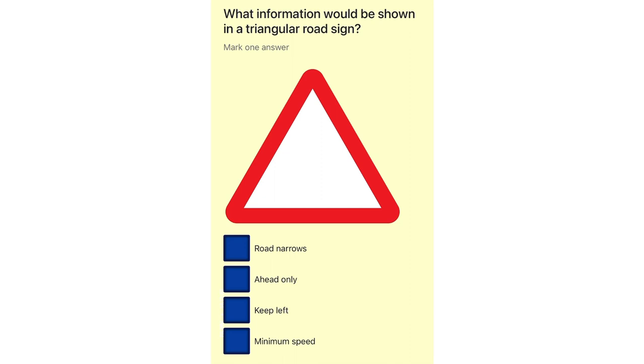What information would be shown in a triangular road sign? Road narrows. Ahead only. Keep left. Minimum speed.